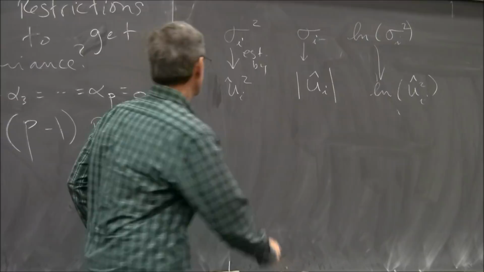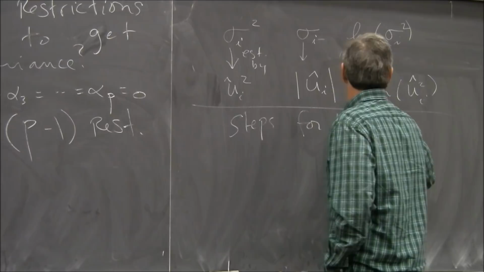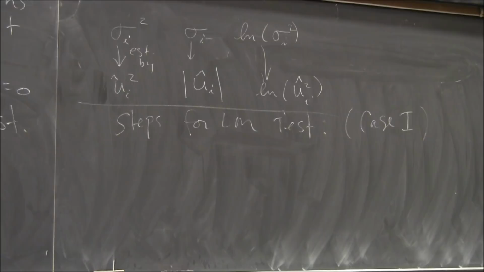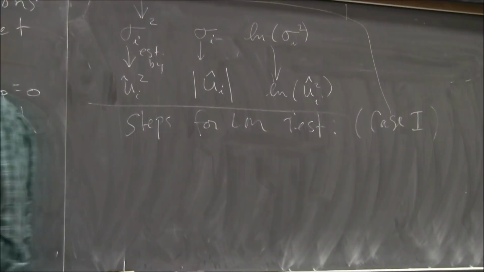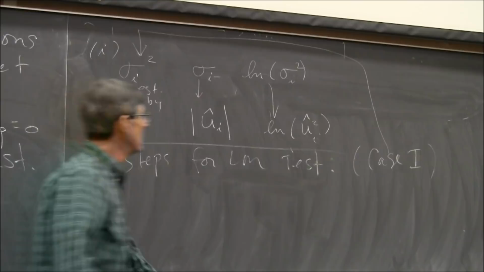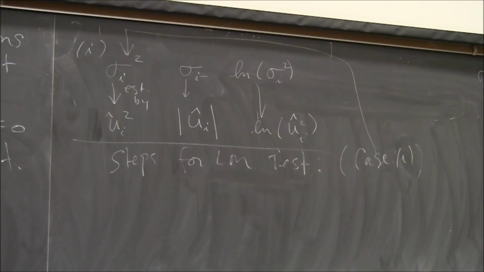So here are the steps for the LM test. This is what your homework's about. I'm going to do case one first, and I'm going to do case two and three next time, because your homework's case one. So case one is this model, the very first one there. I told you I forget their names. The Breusch-Pagan. So this is case one as I wrote them down.